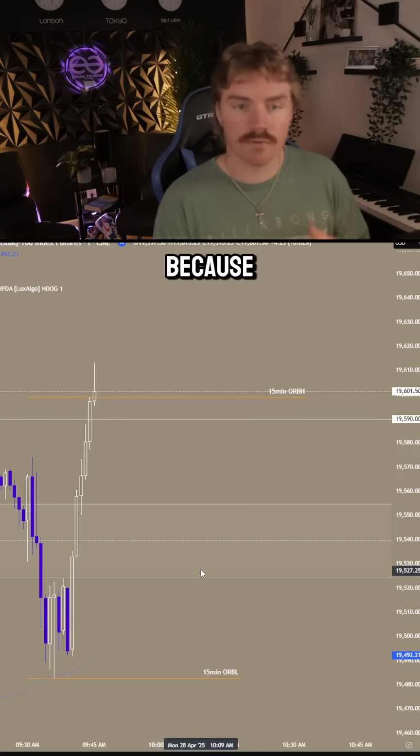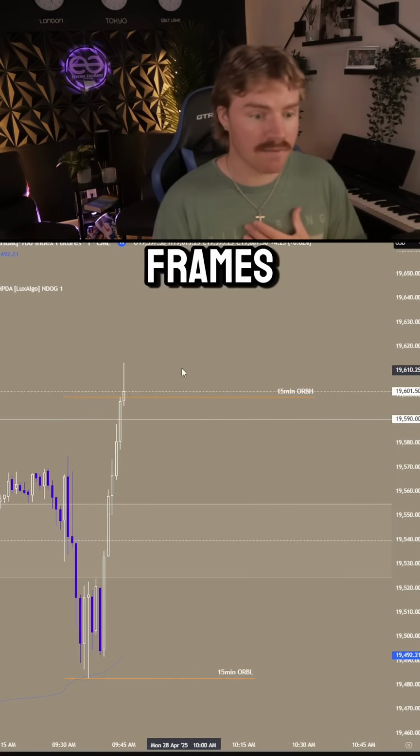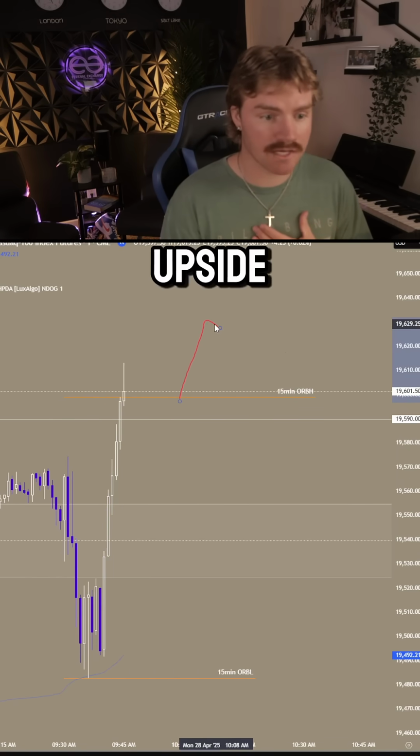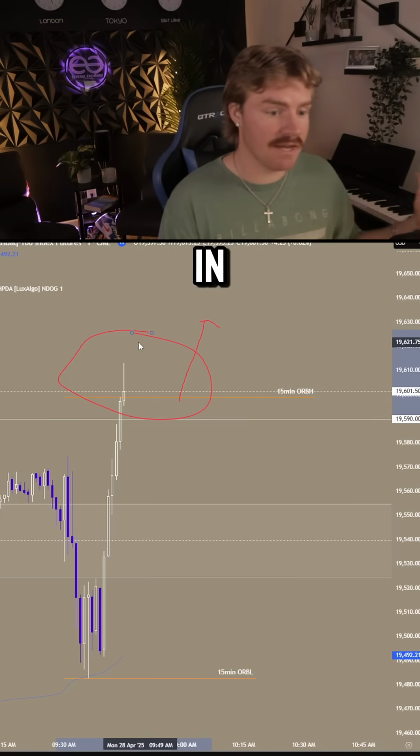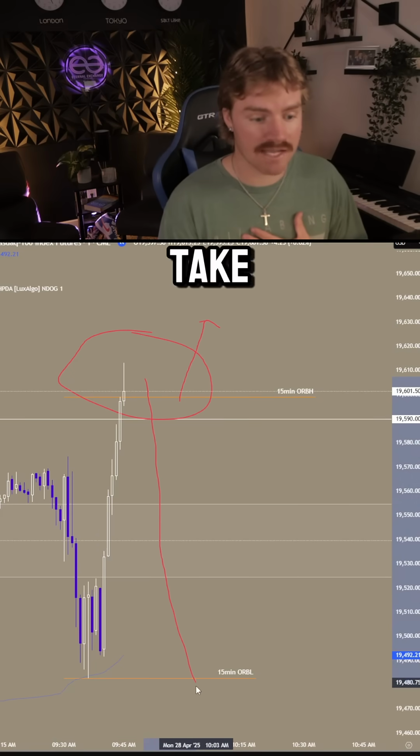of the week. So because I have a bearish bias on my higher time frames, I'm not expecting price to break out to the upside, rather fake out right here on this move, manipulate buyers into getting in, and then I want to see us come back down and take out the ORB low.